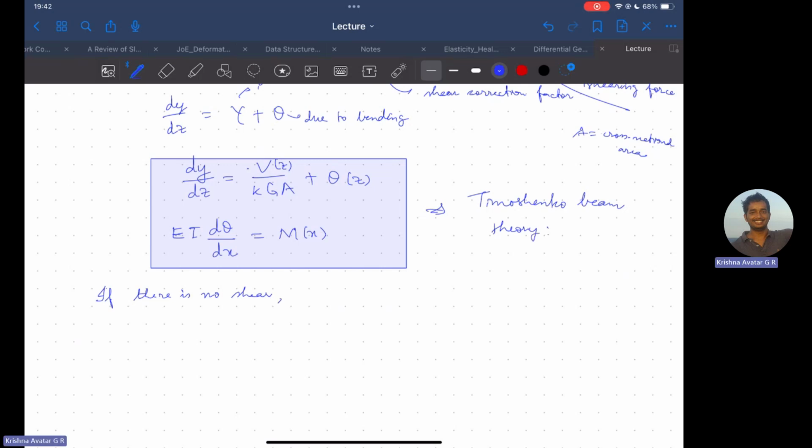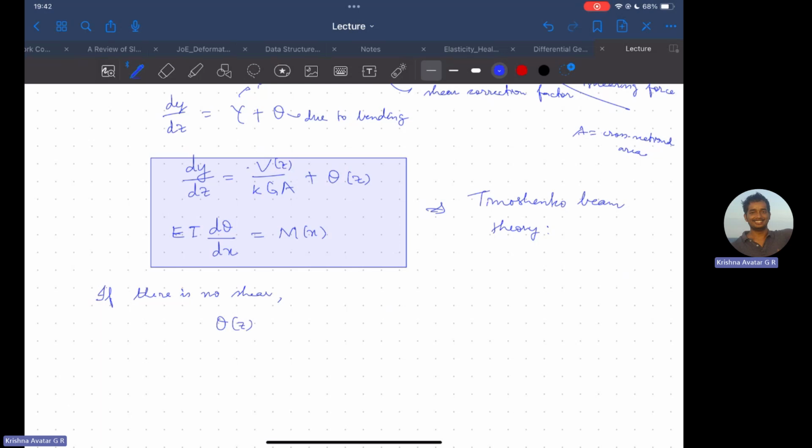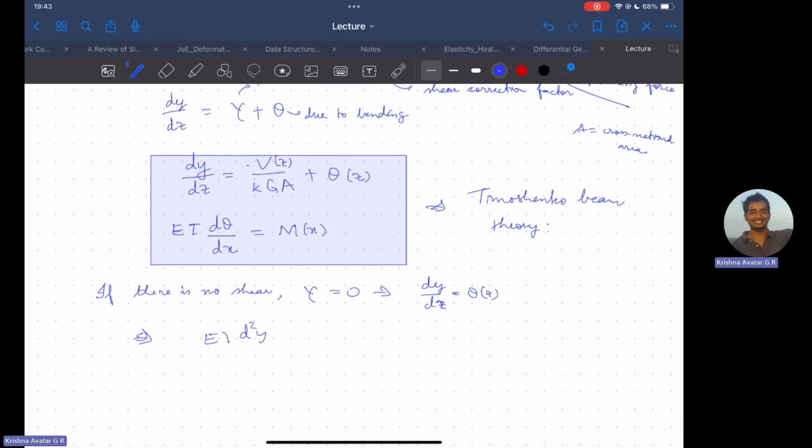If there is no shear, then theta of z, or maybe gamma, is equal to 0. This means that dy by dz is the same as theta of z. And so it means that the second equation is just EI d theta of z by dz, which is just like d of dy by dz, right? So it's like the second derivative of y.